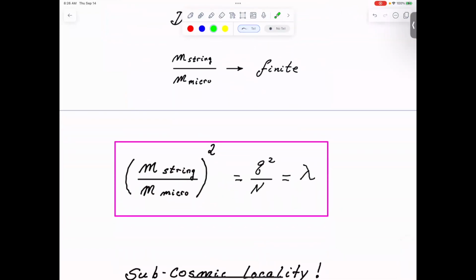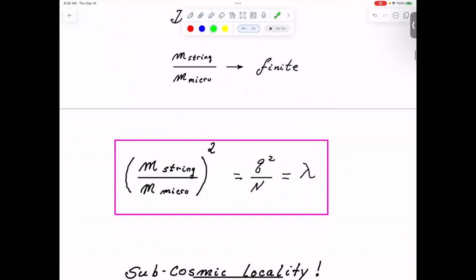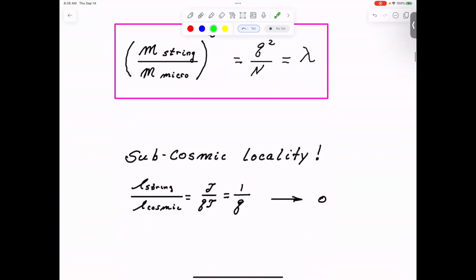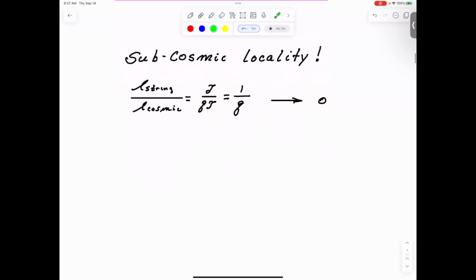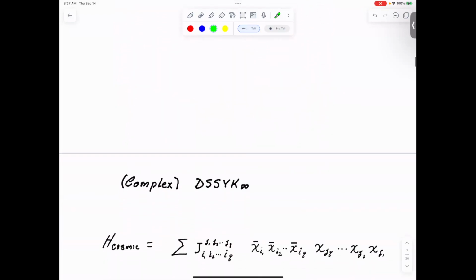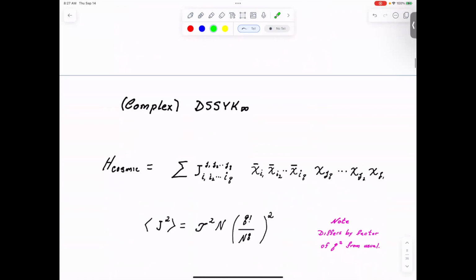And strings, I'm writing this down again because it's important, it also corresponds to subcosmic locality. The string scale and the microscale are in a fixed relationship to each other. So in the semi-classical limit, the string scale goes to 0 relative to the cosmic scale. That's the ultimate reason for being interested in the double-scaled limit, because of what I said. Any questions up till now?